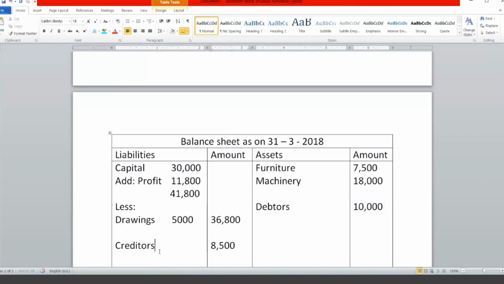So bills payable 3,000. First let me finish that one. Bills payable 3,000. Bills receivable also 3,000. Next, what are the other transactions we have? Furniture already taken. Cash in hand 1,500. So write down cash in hand. Cash in hand 1,500.